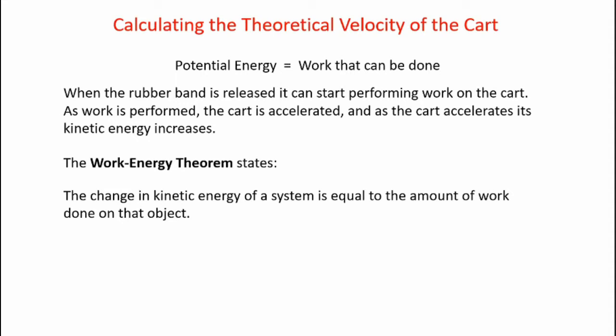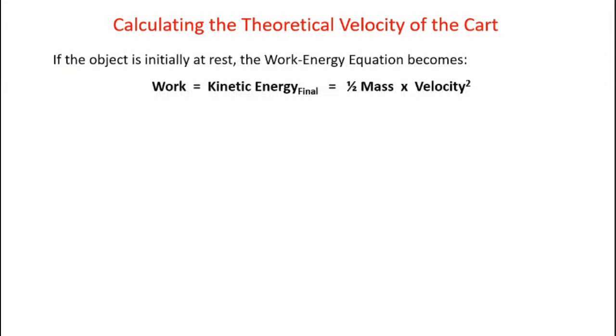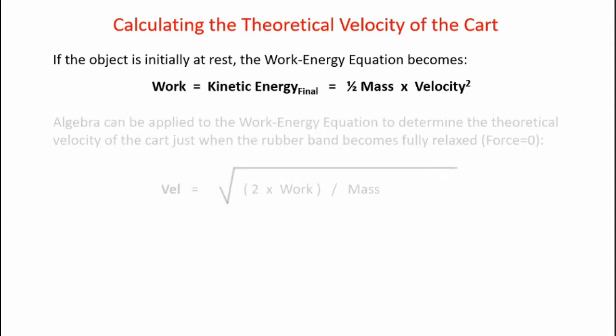Now we can apply the work energy theorem, which states that change in kinetic energy of a system is equal to the amount of work done on that system. Mathematically speaking, work is equal to the final kinetic energy minus the initial kinetic energy, or the change in kinetic energy. Now if the object is initially at rest, the work energy equation becomes work is equal to the final kinetic energy. We know that kinetic energy is 1/2 mass times velocity squared.